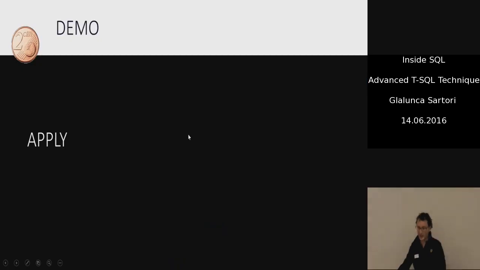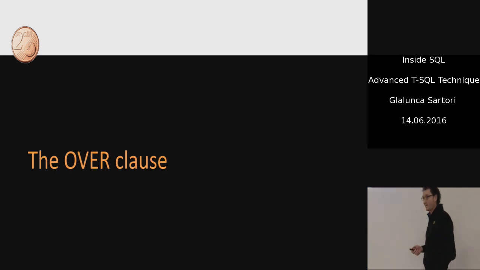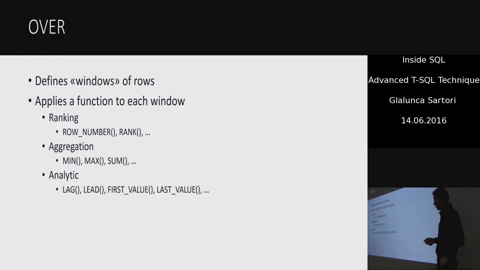Okay, so apply, we have seen that it has some potential. And then another tool that is very useful is the OVER clause. The OVER clause, you probably already know that, defines some windows of rows. They are defined in the partition part of the OVER clause, and it applies a function to each window. So we have ranking functions such as row number, rank, dense rank, and so on, and aggregation functions such as minimum, maximum, and so on, and some analytic functions: lag, lead, first value, last value, and so on.